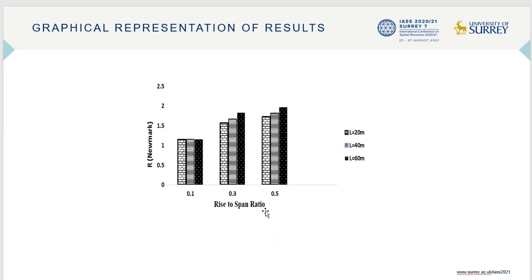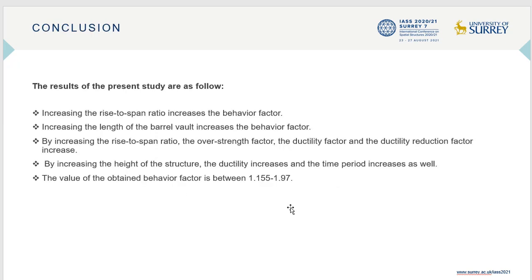And finally, in the behavior factor curves, you will see that by increasing the rise-to-span ratio and increasing the length, the behavior factor will increase. Here you see some conclusions that I explained in the previous curves.